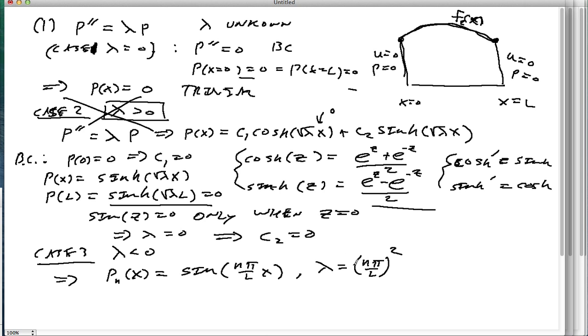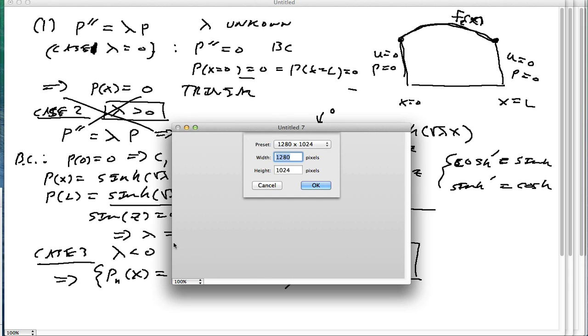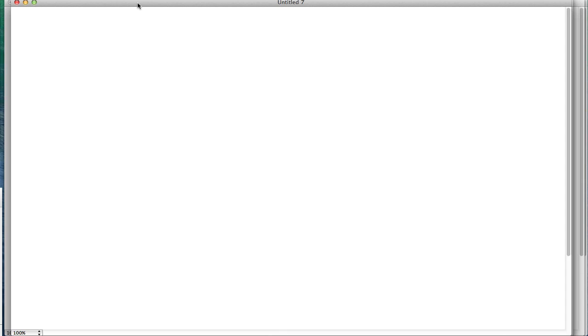Apologies, negative n pi over L squared. So those are the eigenvalues. All right, so that represents a whole family of eigenfunctions that we will use next. So now what we need to do is go and do 2 now.